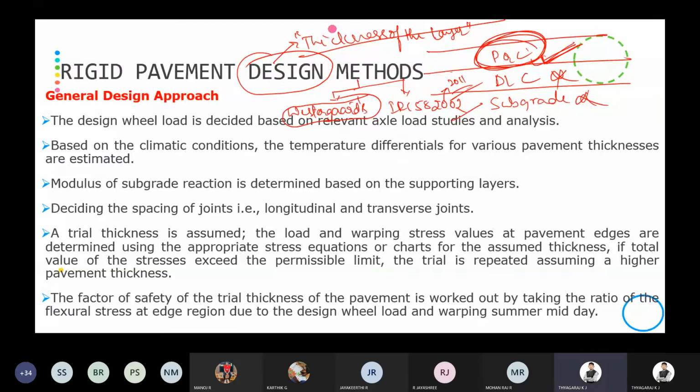So the general design approach. What are the things we have to consider and how are we going to design? We can call it the step-by-step procedure, or a general design approach, for the design of rigid pavement. So the first thing we have to consider is the wheel load.